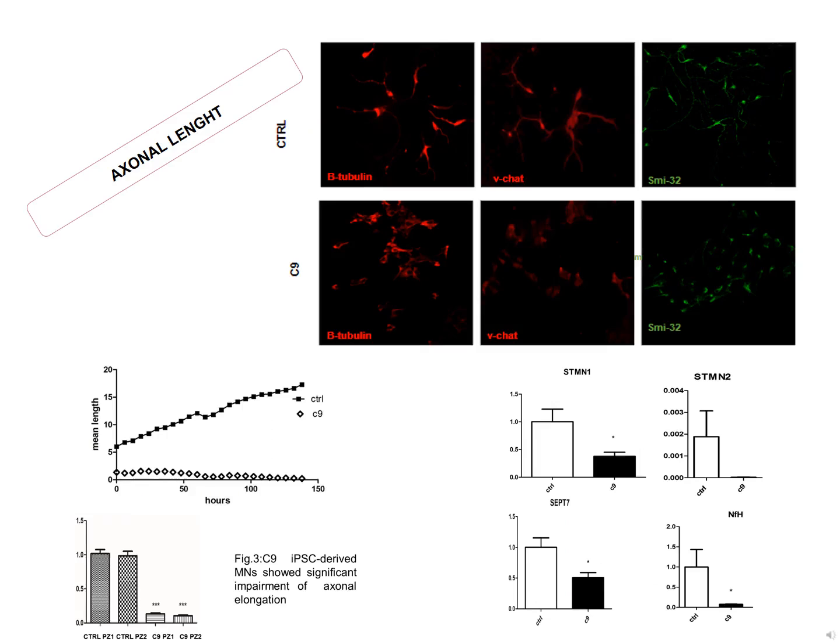Then we stained for motor neuron markers, beta-tubulin, VAChT, and SMI32, and as you can see from the image, axonal development is somehow impaired in our C9 motor neuron lines, and so is the expression in qPCR of axonal length related proteins, which are STMN1, STMN2, SEPT7, and heavy neurofilament.